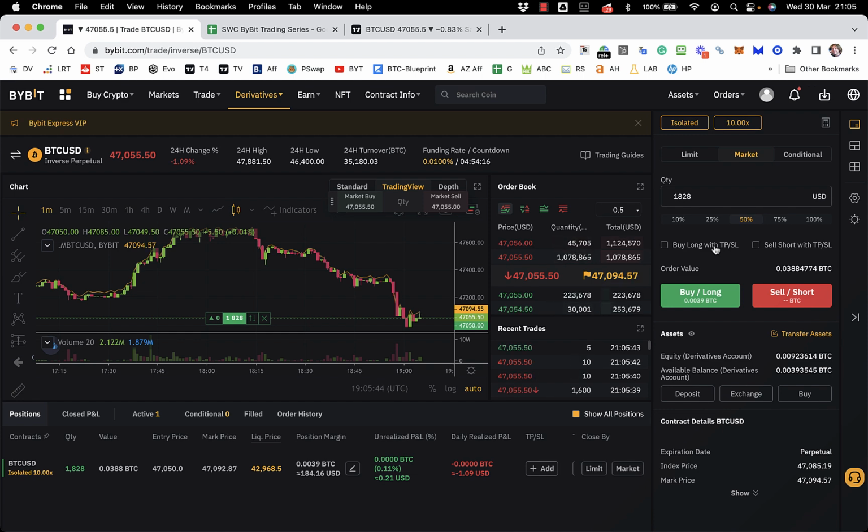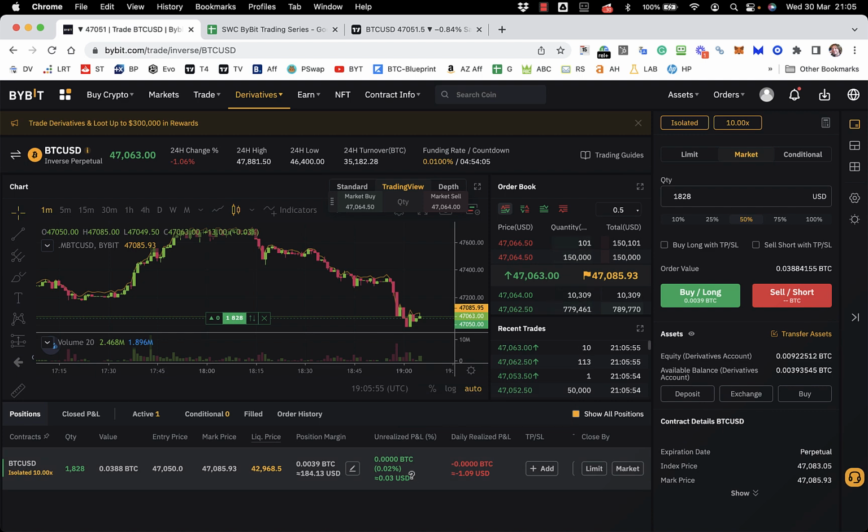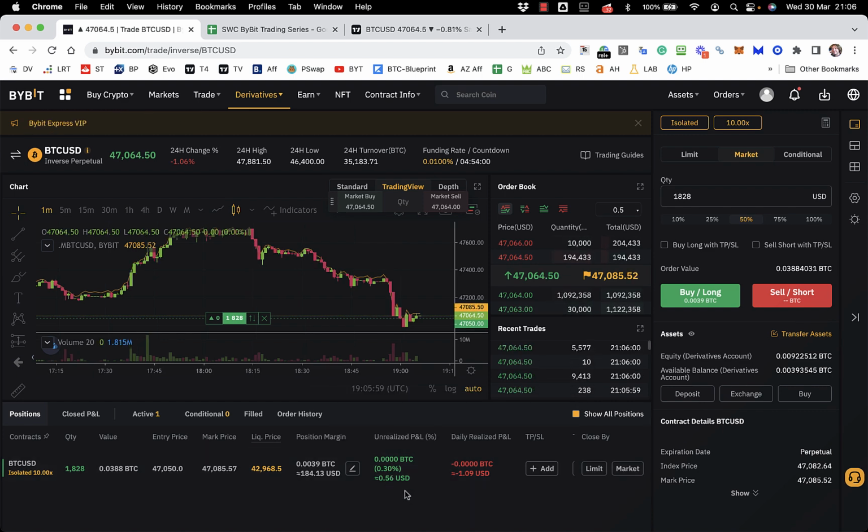If you want to avoid having liquidation prices that are too near, just use less leverage, like 5x or 3x or something like that, and everything will be good. But you can see, you know, 3 cents in profit now. Okay, so I'll keep an eye on this and let you know how it goes.